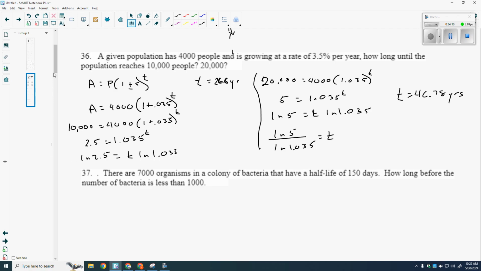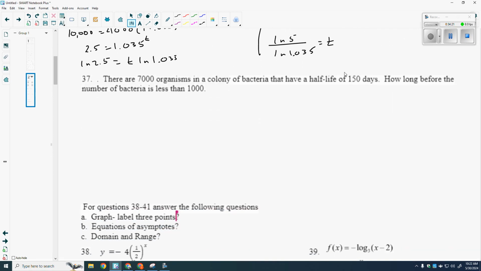Okay, 37. Half-life. You should write this formula in your notes. Amount equals principal times 1 half raised to the t divided by h power. P is my initial amount. H is the half-life. So in this case, there are 7,000 to start with. T is just t, and my half-life is 150. How long before the population is less than 100.